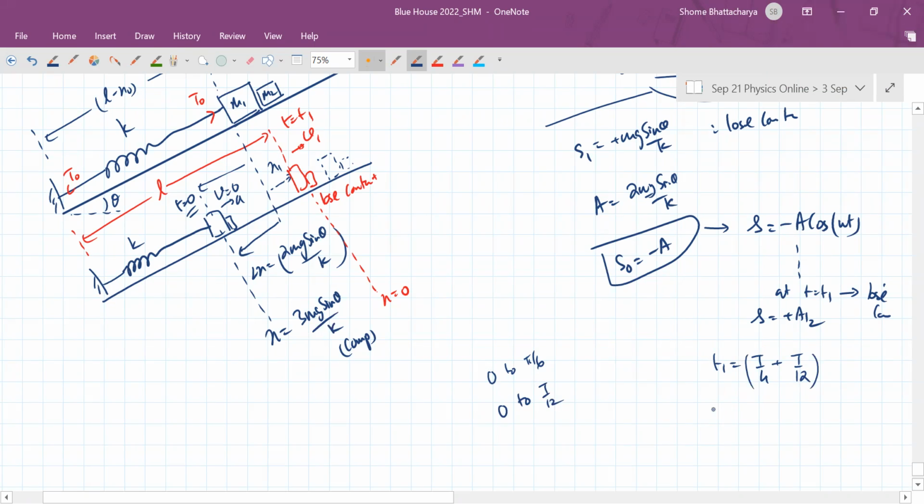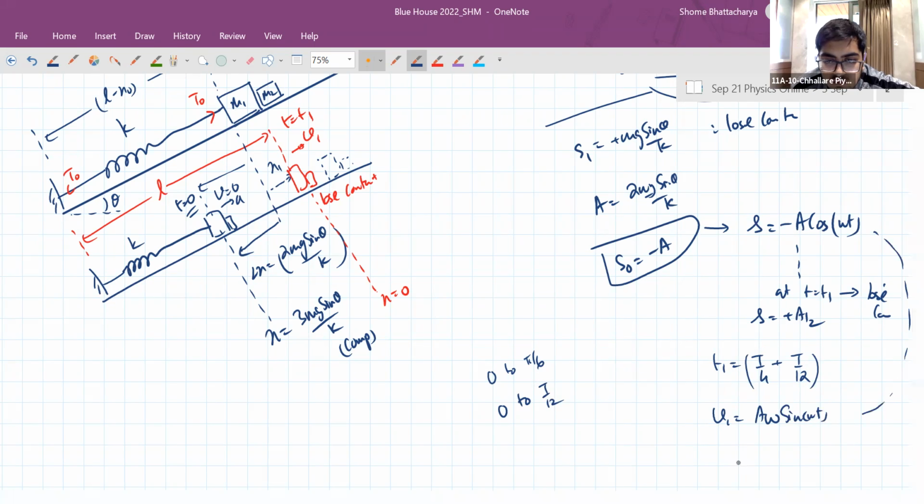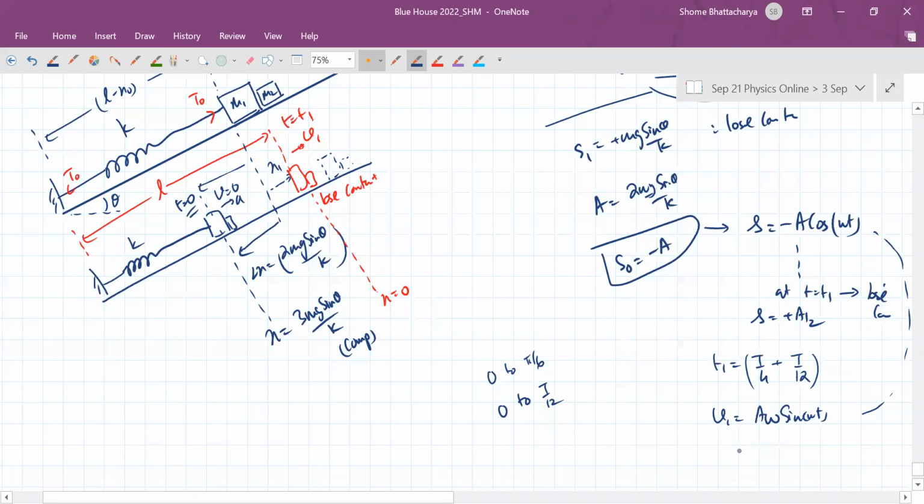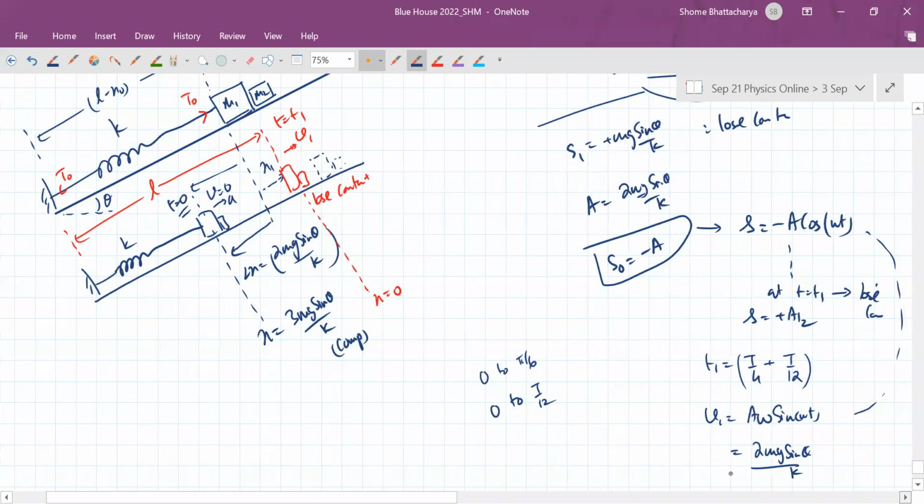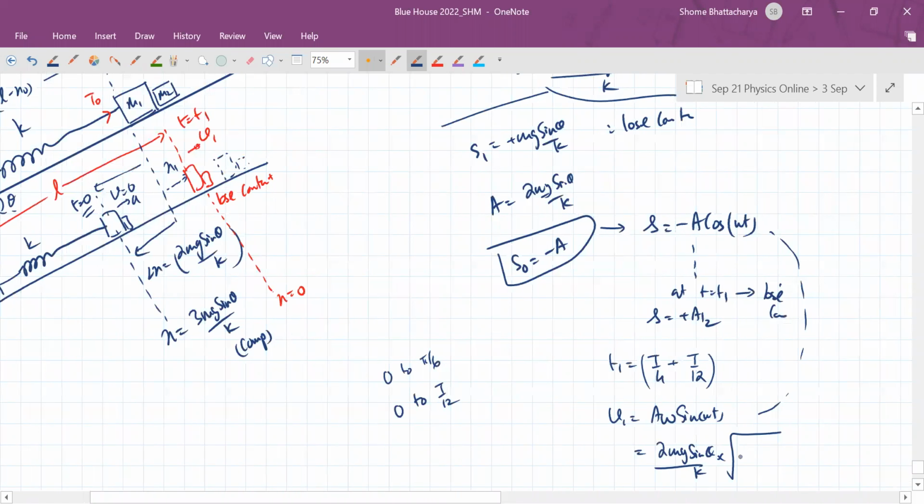And what about the speed? V1 at that point of time will be A omega sine omega t. You can see from this also. Yes, sir. Okay, so this is what has been asked now. So it will be that amplitude, which is 2 mg sine theta by k, into omega. Now omega for the system is what? It is square root of k by (m1 plus m2), okay, into sine omega t.